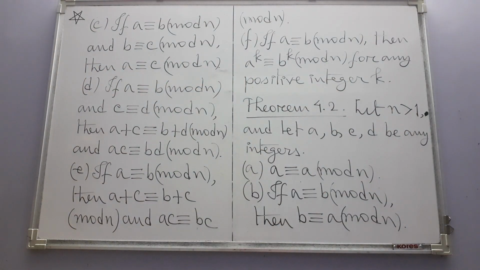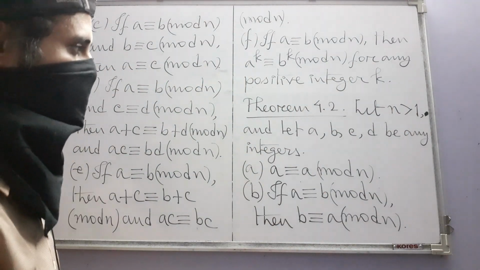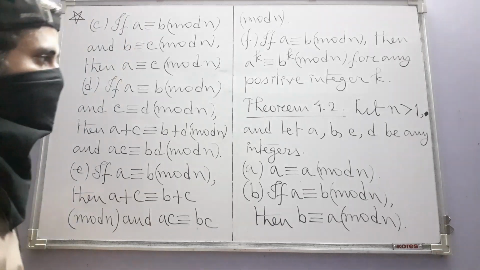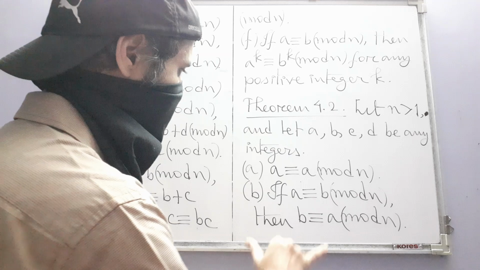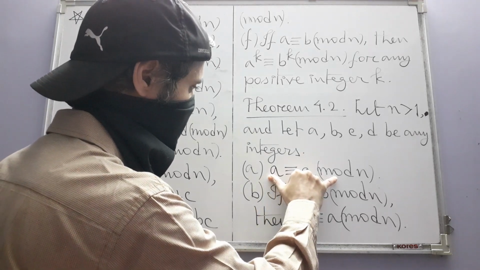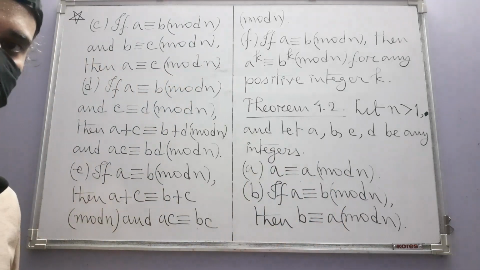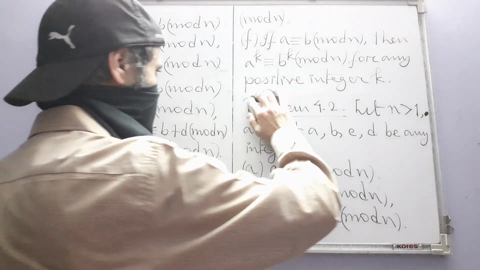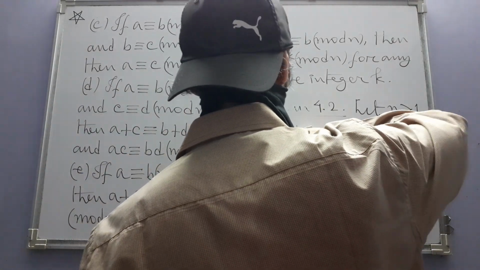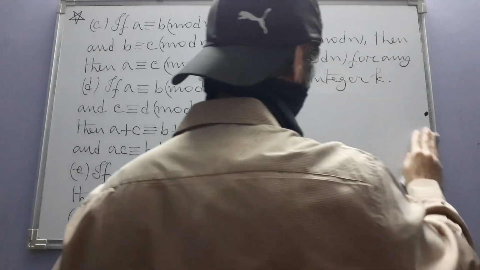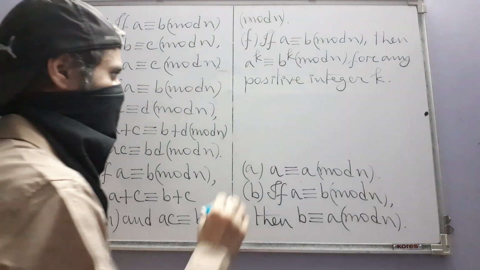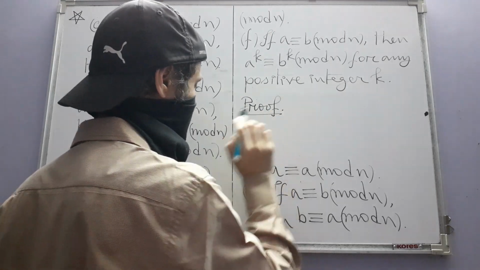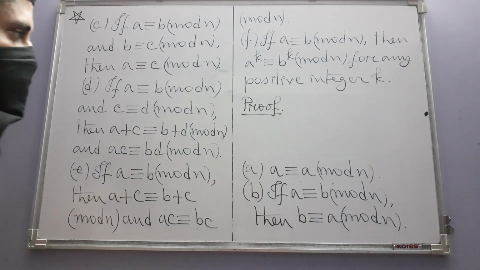Okay, so I somehow managed, I did not run out of space. Now we will prove these things one by one. So the first one we have to prove is that any integer is congruent to itself mod n, and this is almost immediate. And the reason is this. So we start our proof from here. And in this proof, I won't really be writing everything formally. I will just show you the main thing.